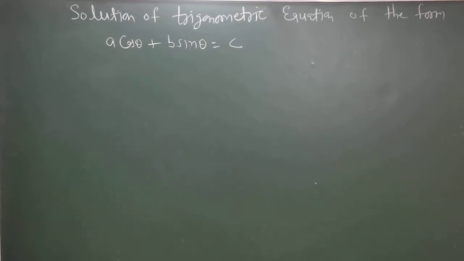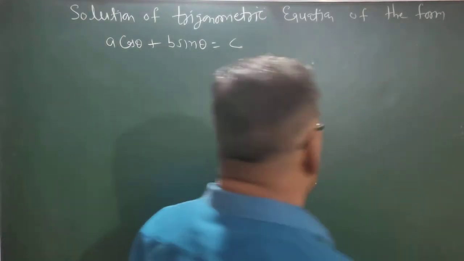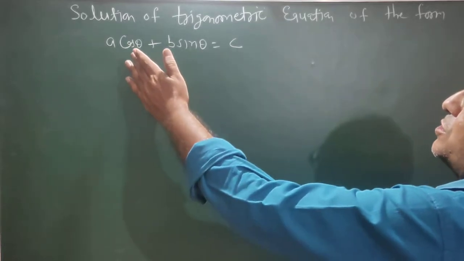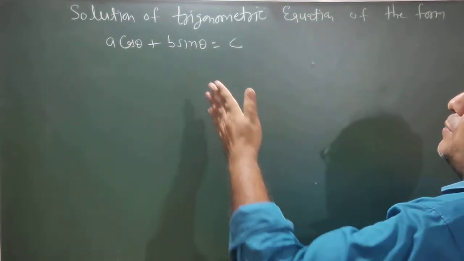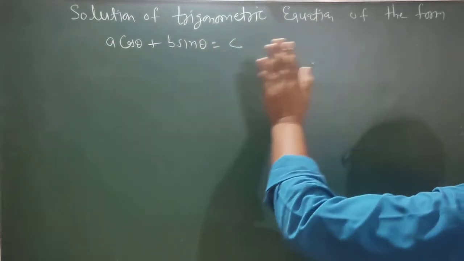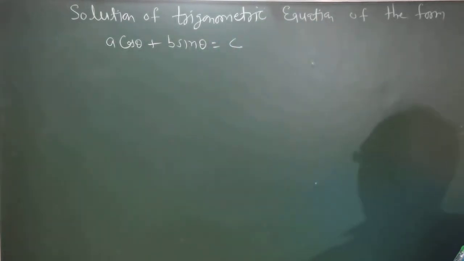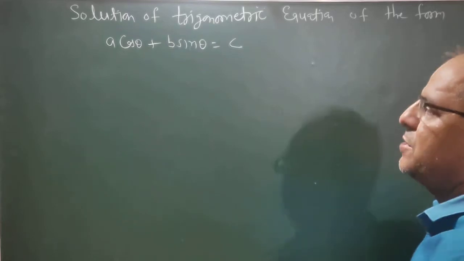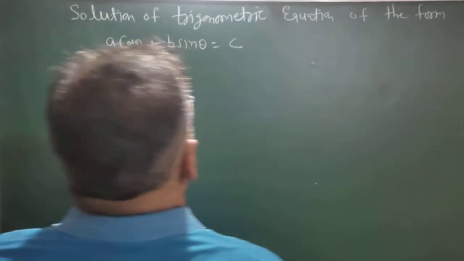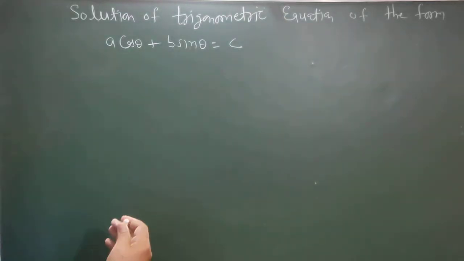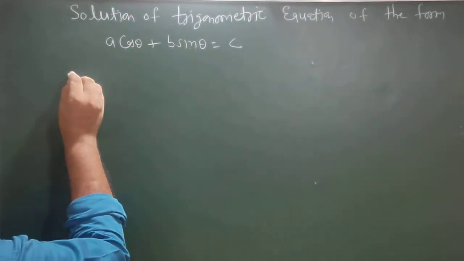Now I am taking another form of the trigonometric equation: A cos theta plus B sin theta equal to C. How can we find the general solution if the trigonometric equation is coming in the form of A cos theta plus B sin theta equal to C? This is the standard form of the trigonometric equation. So how can we solve this type of trigonometric equation?